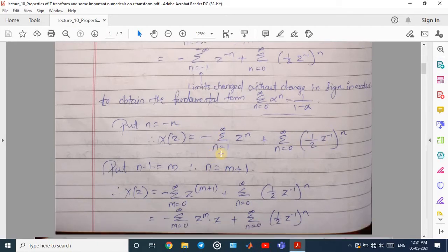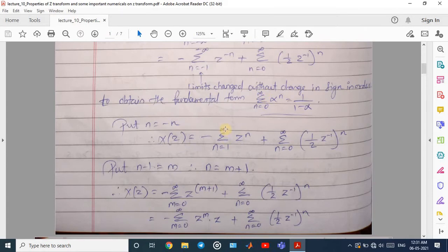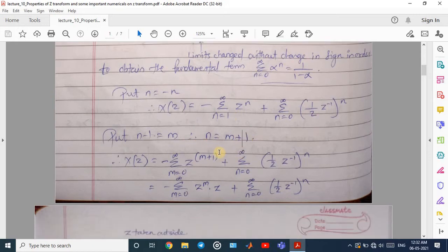So now again we are not getting this fundamental term. The condition is lower limit should be 0, upper limit is infinity. We are getting upper limit as infinity, but lower limit is 1, so we need to convert it. For that we have to put n minus 1. This term will become n minus 1 equal to 0, so n minus 1 will be m, so it will be m equals to 0, then n equals to m plus 1. We have done this kind of problem in the previous lectures.